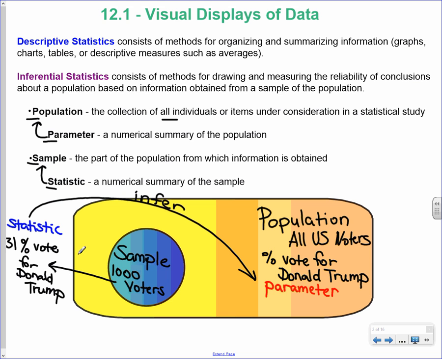So this is a little drawing you can kind of do to think of, what does this population and sample mean? Okay, so let's say that we are going to do a poll about the percentage of people who are going to vote for Donald Trump. Okay, so what is our population? Well, the people that we want information about are, let's say, all U.S. voters, right? That's who we want to know about.